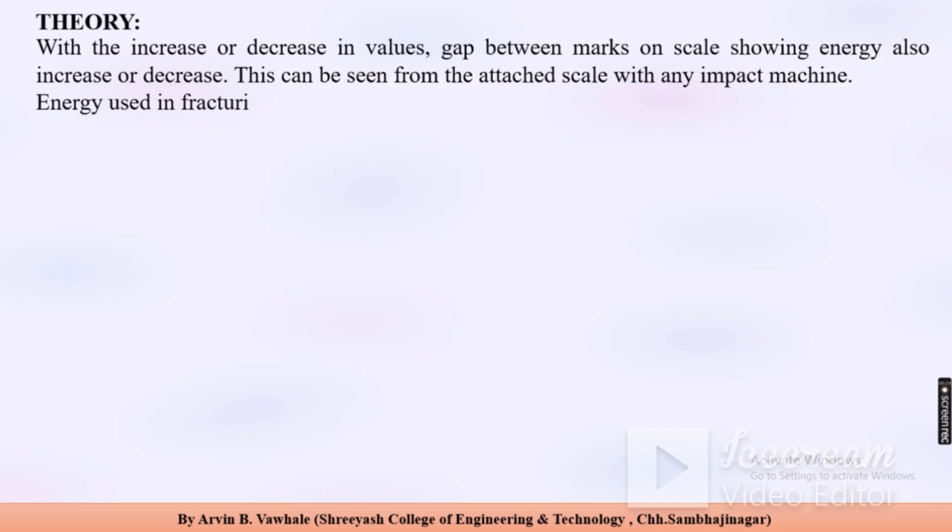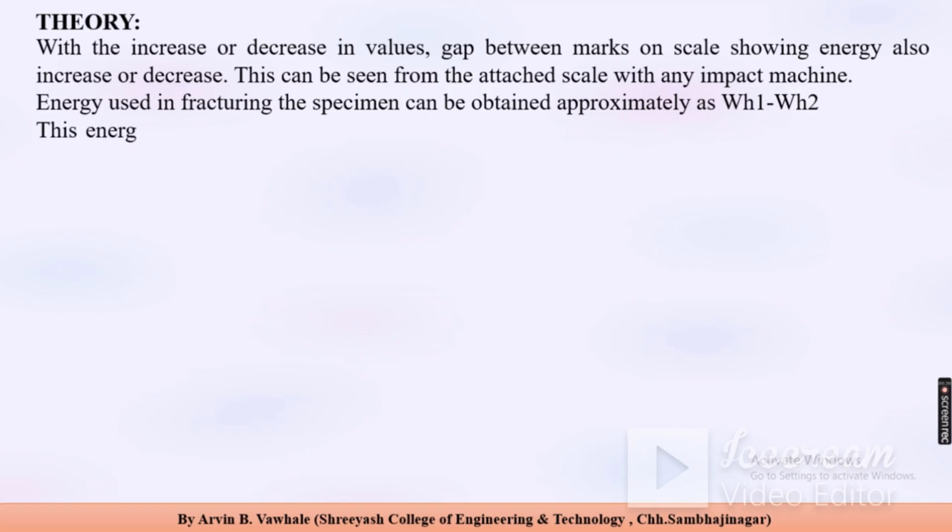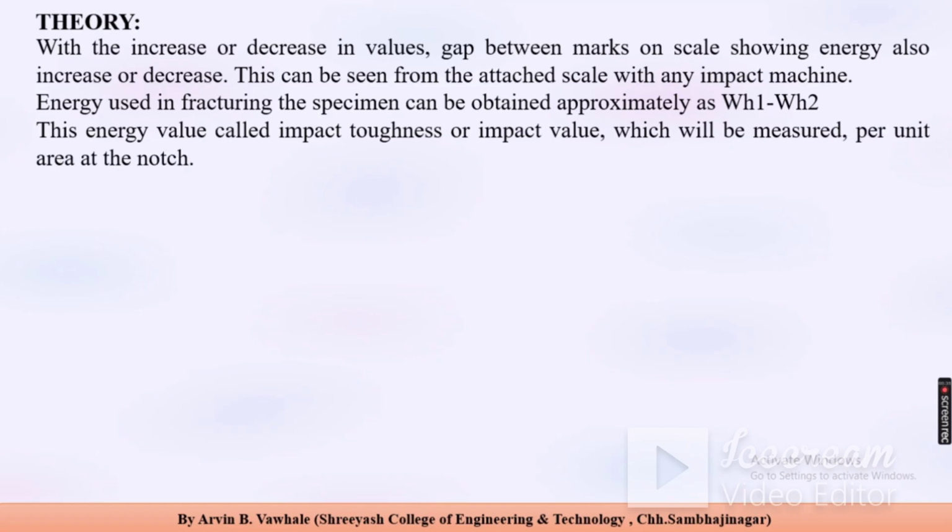Energy used in fracturing the specimen can be obtained approximately as W1 minus W2. This energy value is called impact toughness or impact value, which is measured per unit area at the notch. IZOD introduced the IZOD test in 1903. The test is as per IS 1598.